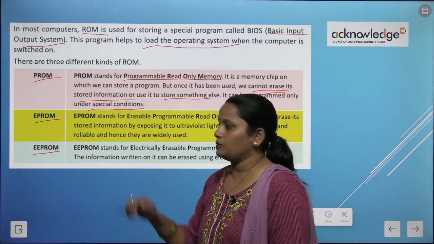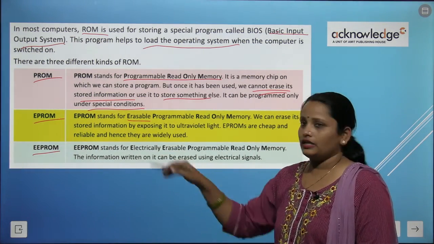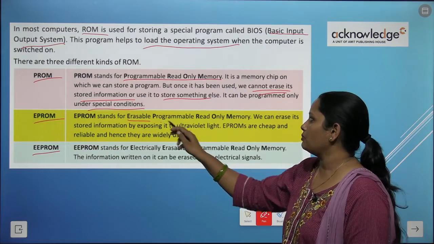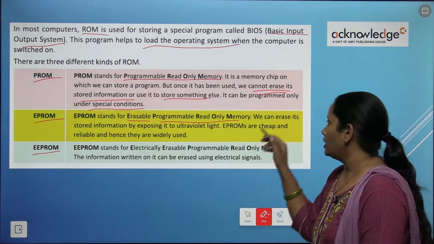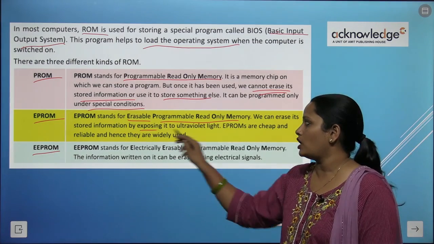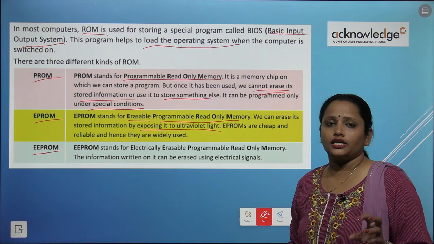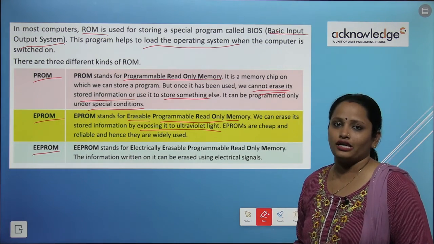Next comes the EPROM. EPROM stands for Erasable Programmable Read Only Memory, and we can erase its stored information by exposing it to ultraviolet rays. आपको पता है ultraviolet rays क्या होते हैं? सन की जो रेज होती है वो अल्ट्रावायलेट रेज होती है.